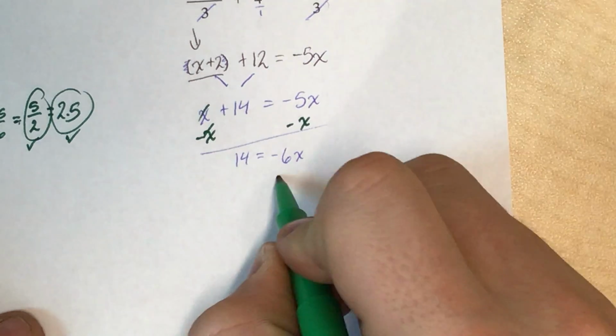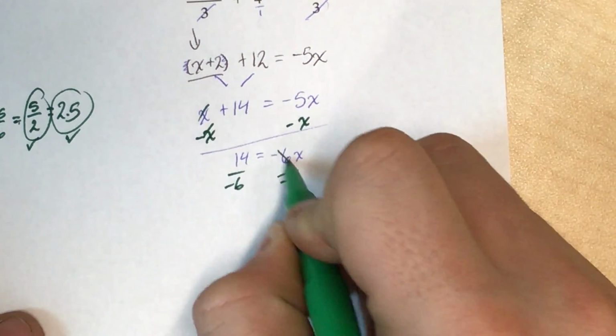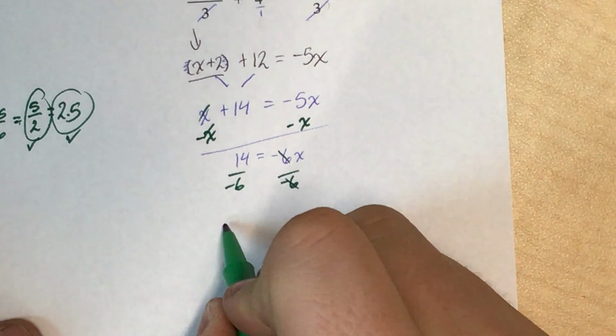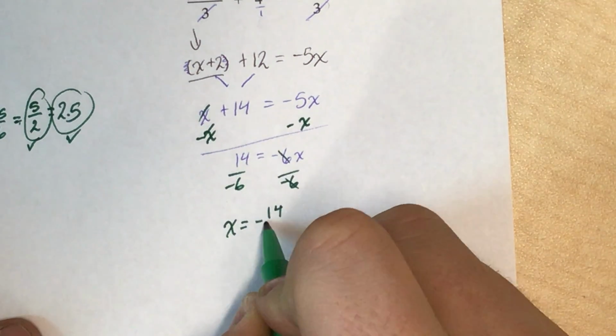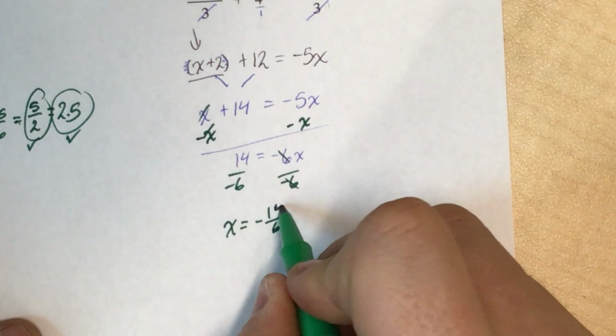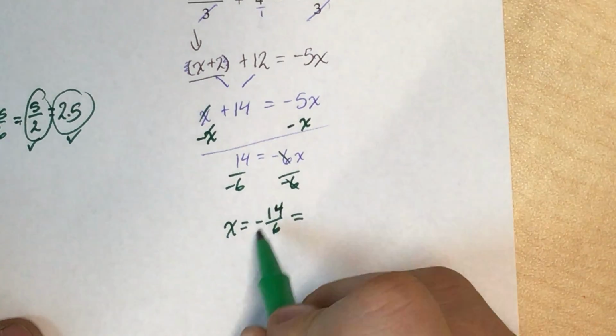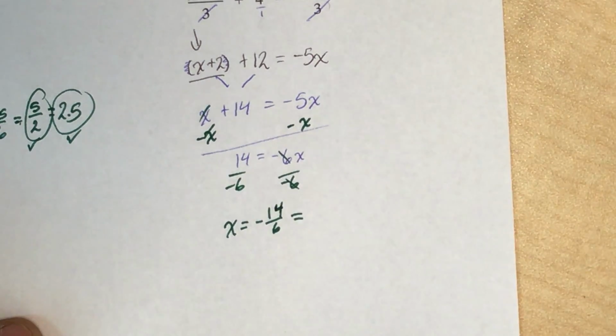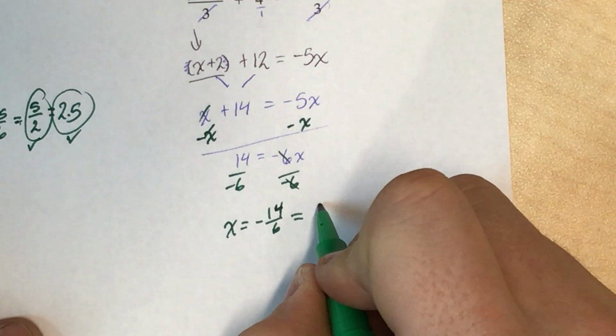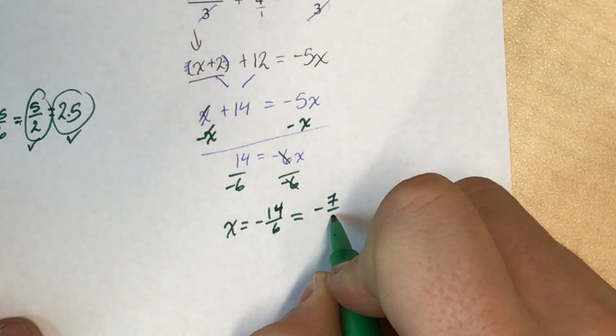Then we're going to divide by the negative 6. And negative 14 over 6 is the answer. Again, this is a reducible fraction, 14 over 6. Both of them are even, so they're at least divisible by 2. So negative 7 over 3.